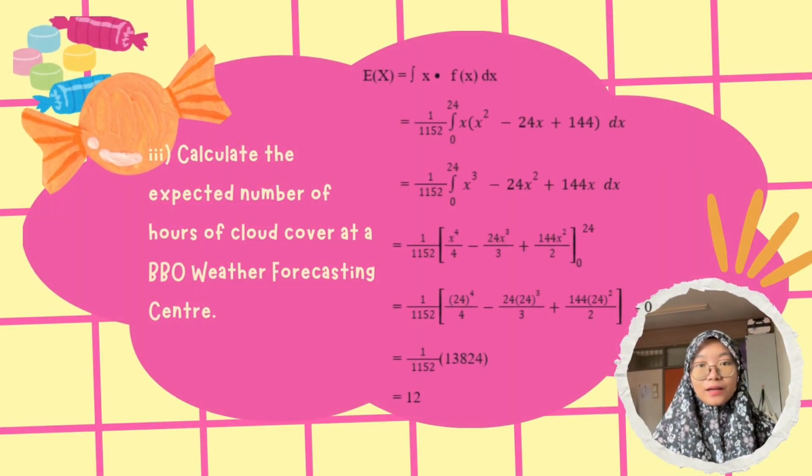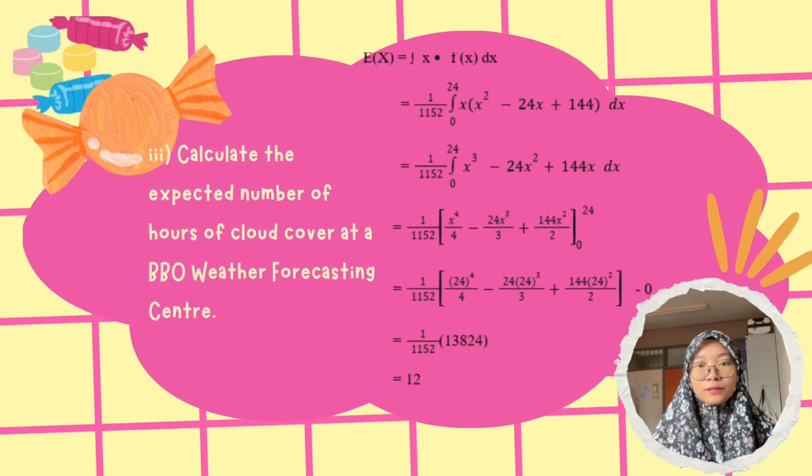In this slide, we are calculating the expected number of hours for cloud cover at the BBO Weather Forecasting Center. The expected value, or mean, is found using the formula where we multiply the variable of x by the probability density function of f(x), and then we will integrate over the range of possible values. First, we will factor out the constant term from the function. Then, we will focus on integrating the remaining terms.